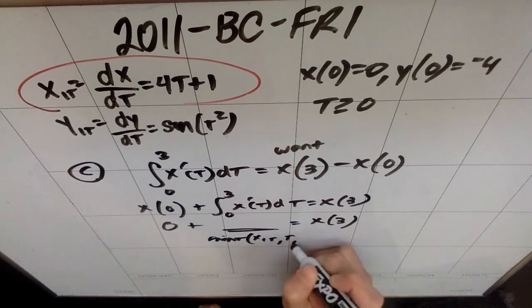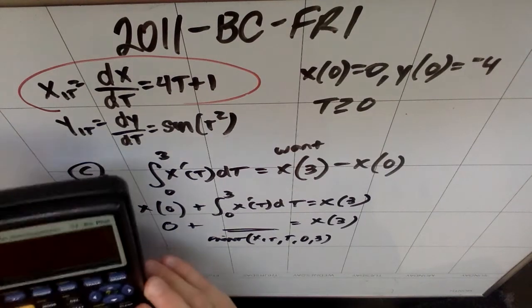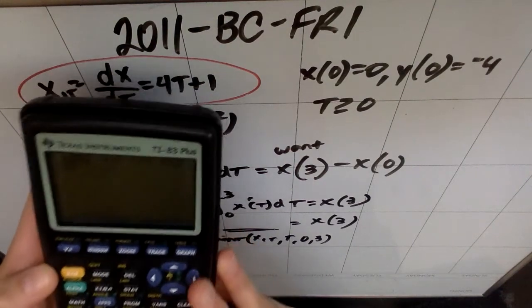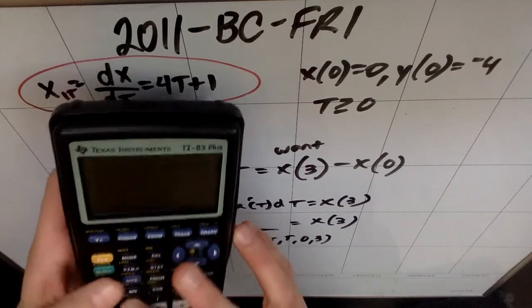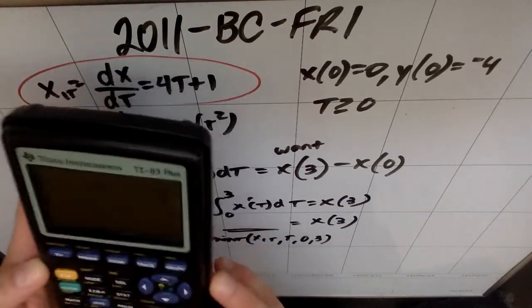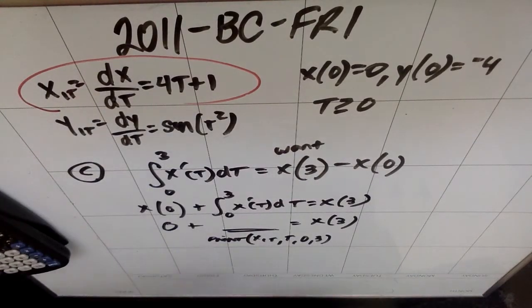x1t with respect to t from 0 to 3, right? And then the nice thing is I'm just going to hit second enter, and I'm adding it to 0, so it doesn't really matter, but I'm going to go ahead and hit math 9, right? Vars over to y vars, parametric x1t, comma, with respect to t from 0 to 3, right? And I hit enter, and I'm going to get this 21. So I get that x of 3 is 21, right?